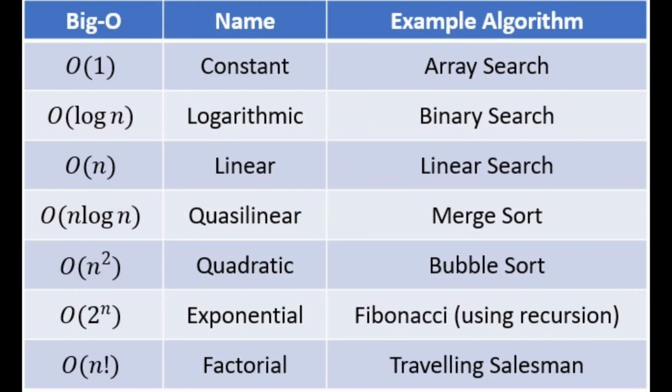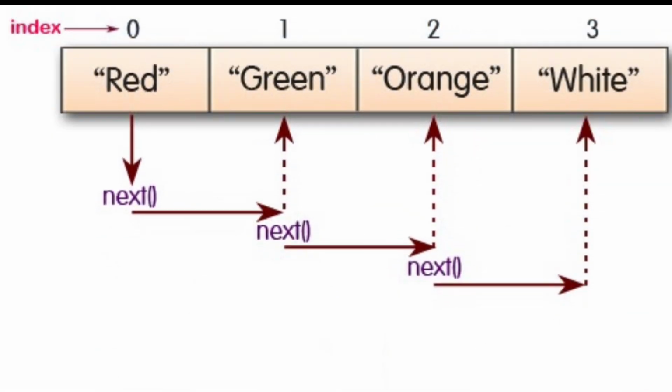Another common time complexity is linear time. It's when the execution time increases linearly with the input size. A common example is iterating through an array of elements.